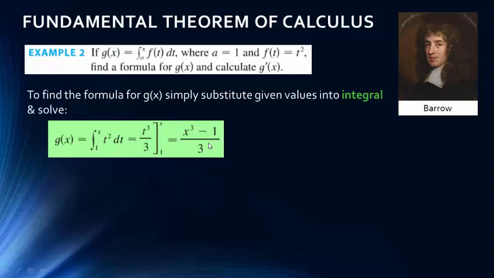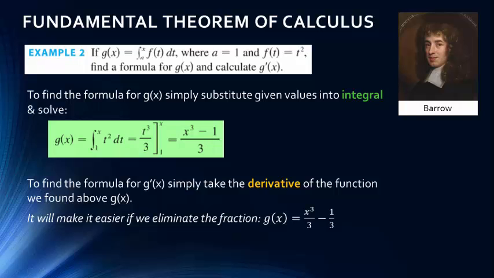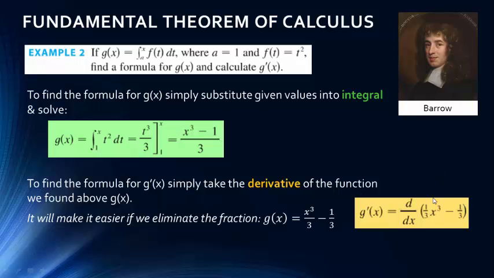It looks like they tried to simplify it, but we don't want to deal with a fraction. So let's write it as two different functions, x cubed over 3 minus 1/3. Well, the derivative of this is pretty simple to take. The derivative of the second piece is, of course, 0, so we only need the derivative of the first piece, which just gives us x squared. And you should be able to take that derivative, okay?